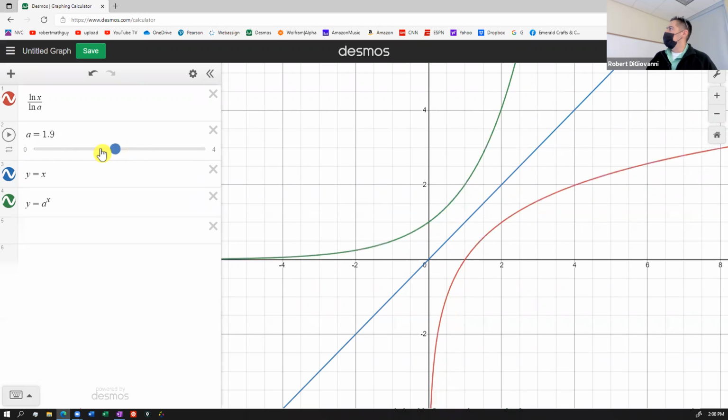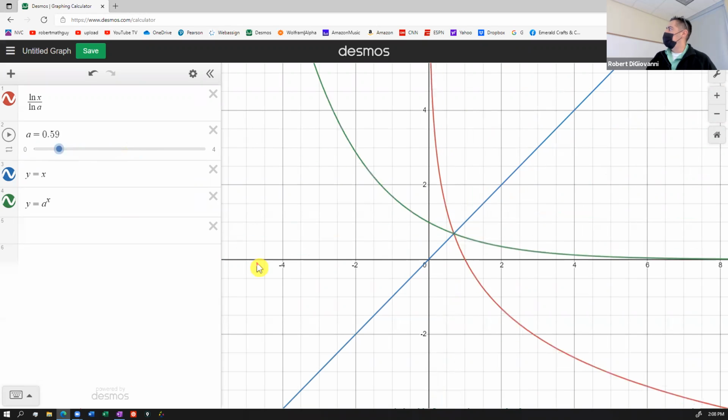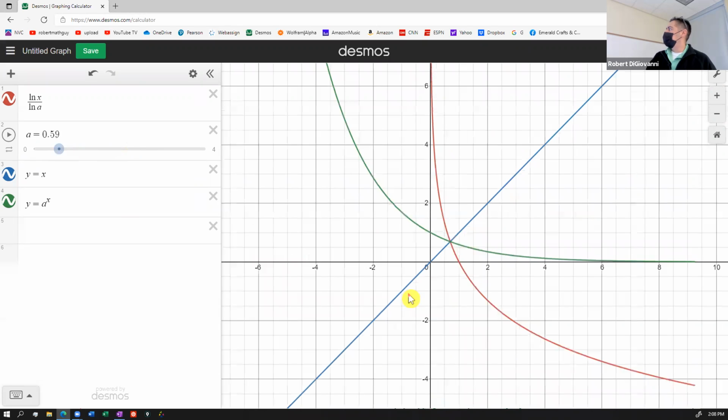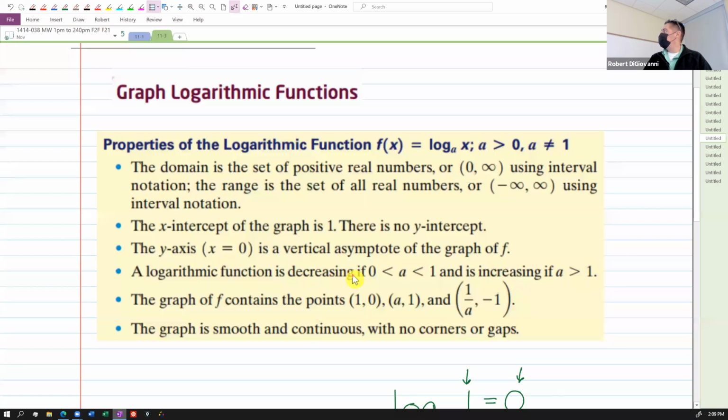Also, no matter where I move it, this is actually kind of cool, they're still reflections of one another, aren't they? Over this diagonal. You reflect the red one over, it lands on top of the green. So that's what that note is saying to you. The note is saying that if you do a logarithmic function and a is between 0 and 1, you're going to decrease. If a is bigger than 1, you're going to increase.